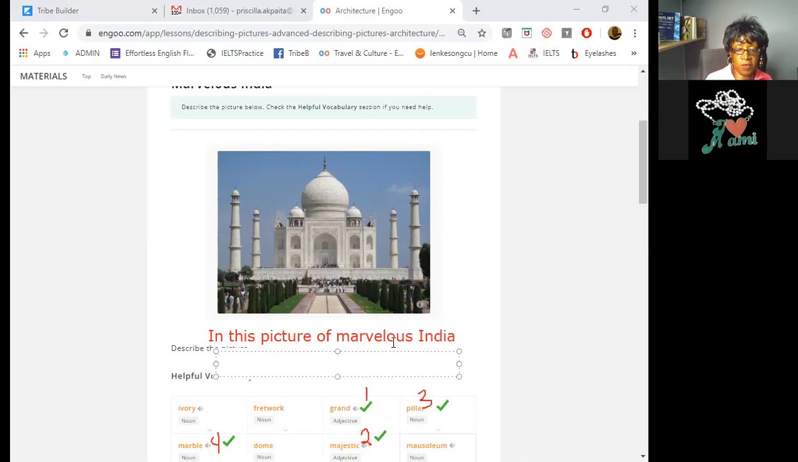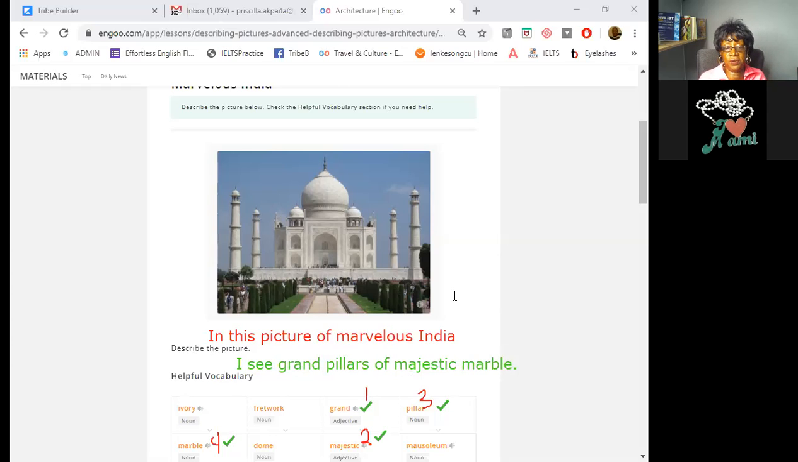In this picture of marvelous India, I see grand pillars of majestic marble. Okay, that's what you see. In this picture of marvelous India, I see grand pillars of majestic marble. Again.